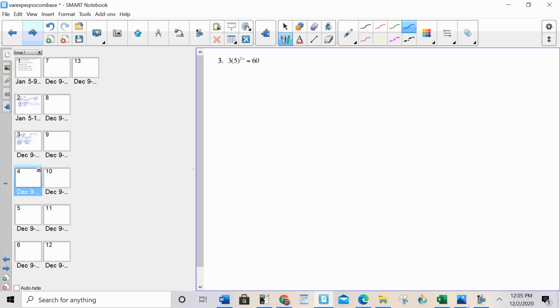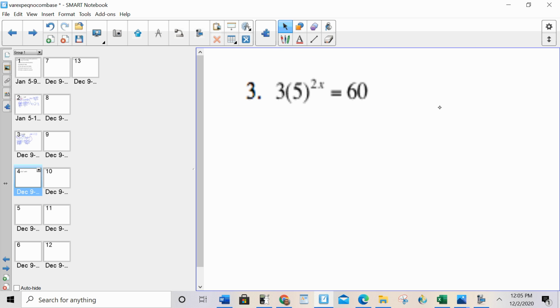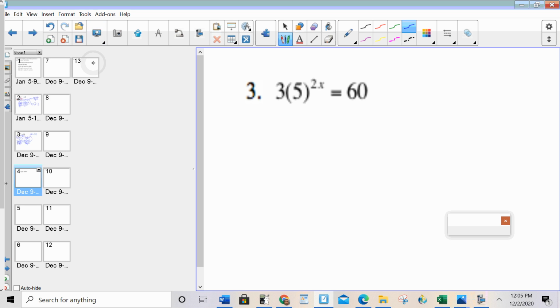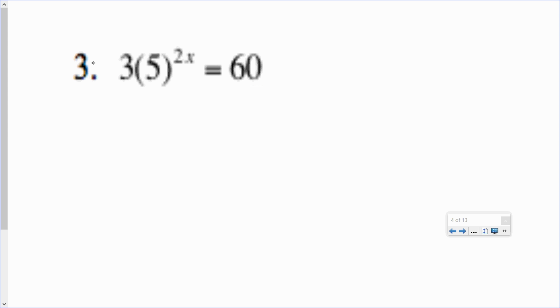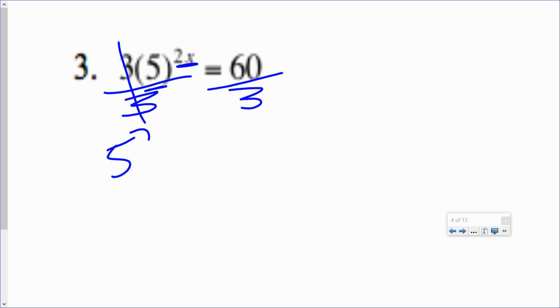All right. Which brings us to number 3. In number 3, again, my first step is to isolate the base. I haven't had to do that yet, but I do have to do that here because I don't have just a base to a power. My exponent's 2x. 5 is being raised to that power, so I want to only have 5 to the 2x on that side. Since there's a 3 in front, I need to isolate by dividing by 3.